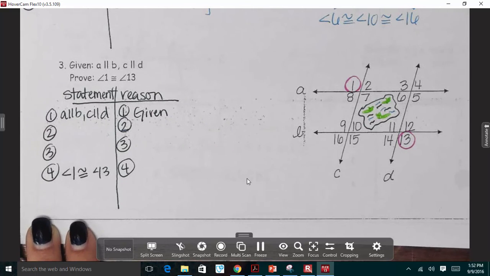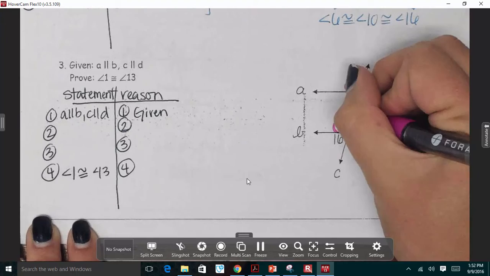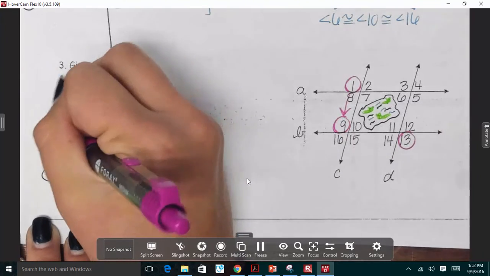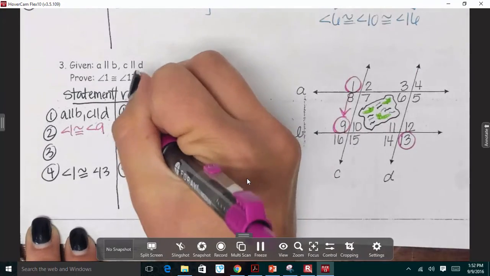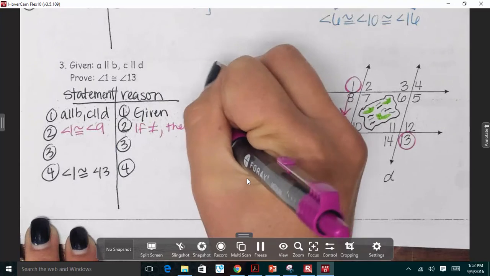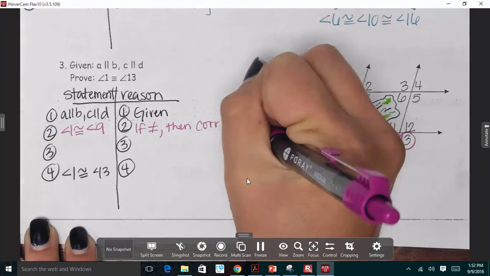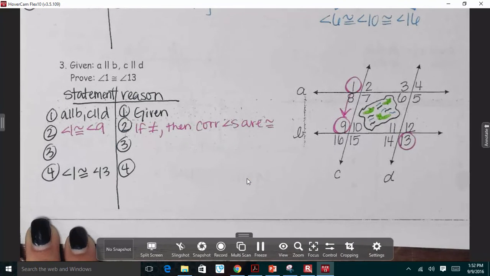So who wants to tell me their path? Haley? So you're going to go angle 1 to angle 9, okay, because those are corresponding. So angle 1 is congruent to angle 9, because if two parallel lines are cut by a transversal, then corresponding angles are congruent.